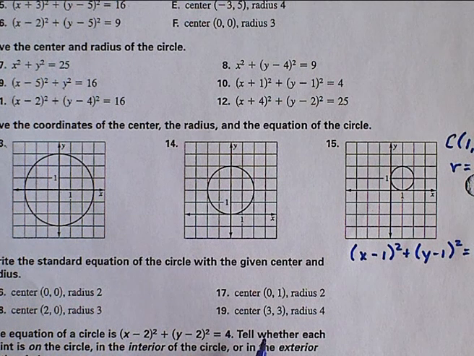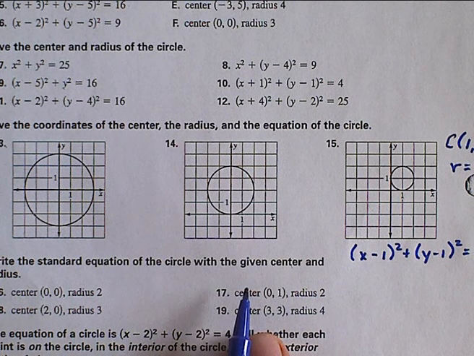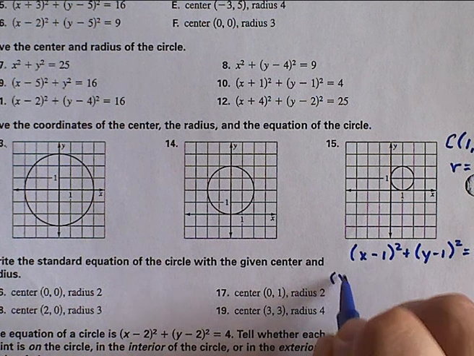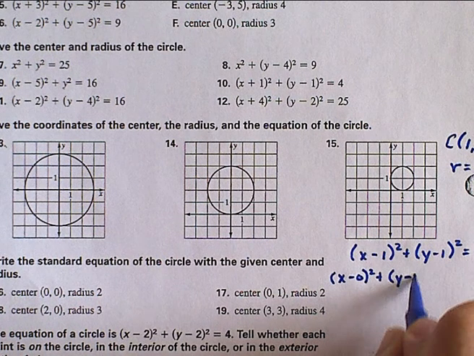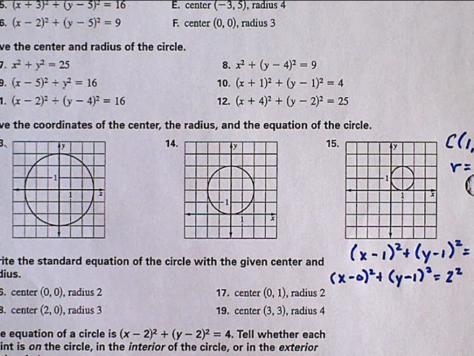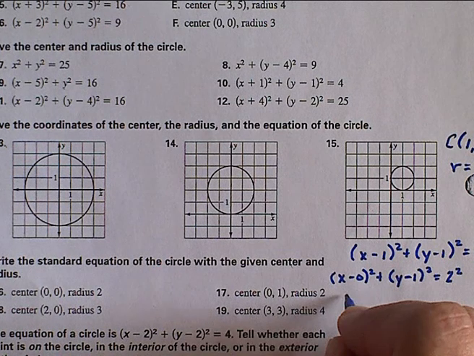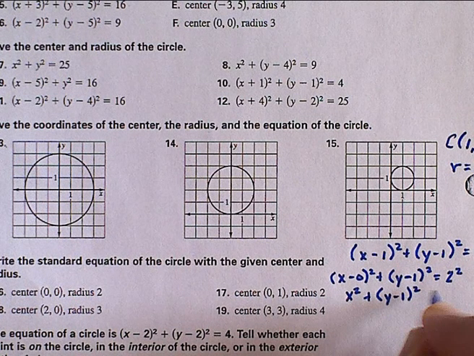16 through 19, more of the same. Okay, let's use number 17. I'm going to plug in a 0 in one of the spots. So this would be (x - 0) squared plus (y - 1) squared equals 2 squared. But I don't want to leave that minus 0, and I don't want to leave 2 squared. So I can simplify that by saying x squared plus (y - 1) squared equals 4.